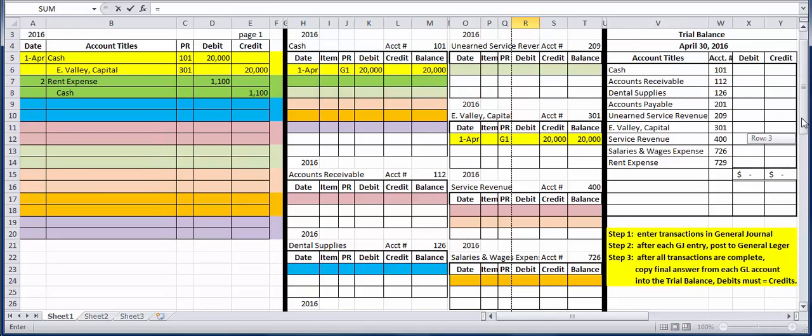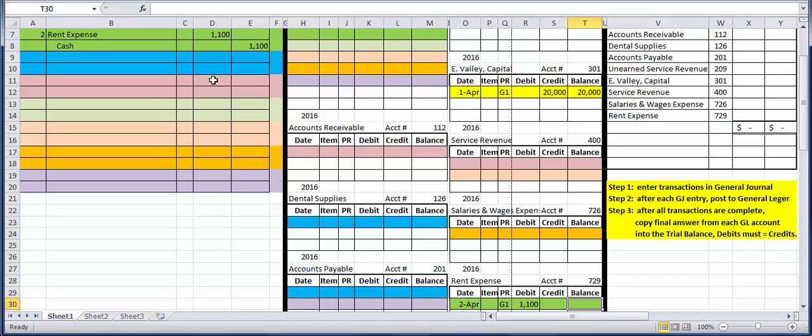We are debiting rent expense for $1,100, and your new balance is $1,100. Once you've completed that, cross-reference back with the account number. Remember, we have to tell the journal that we've completed this posting. So we're going to put the 729 into the PR column of our journal.